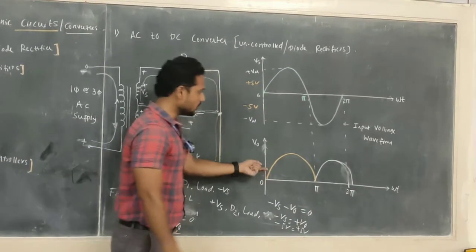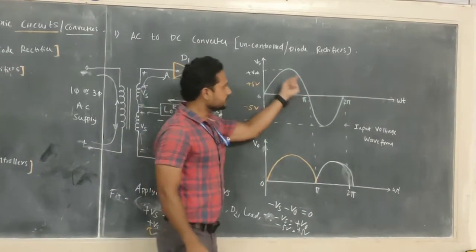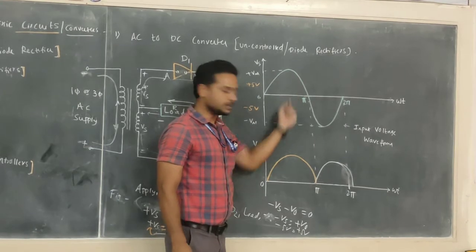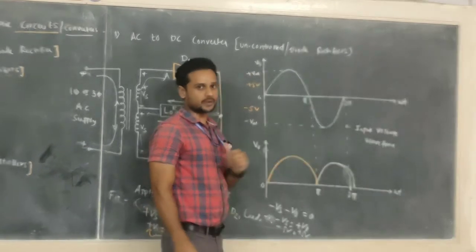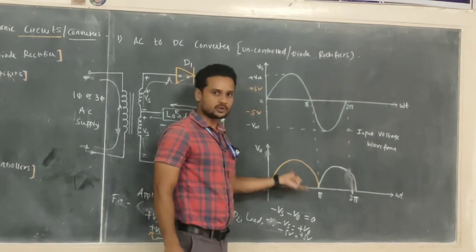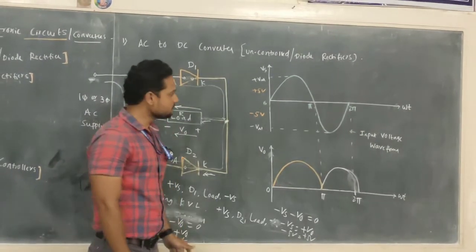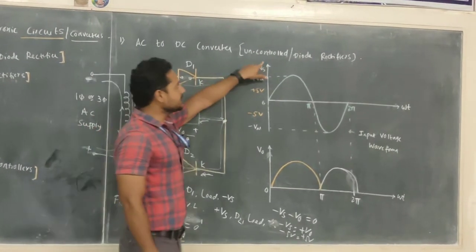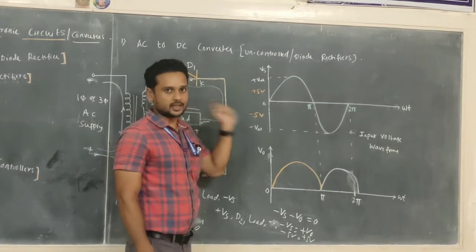Now concentrate on this. We have converted a given AC input voltage to a DC output voltage. This is a pulsating DC output voltage which has some sort of distortion, but it can be utilized. Now why is it called an uncontrolled rectifier? That is the question here.